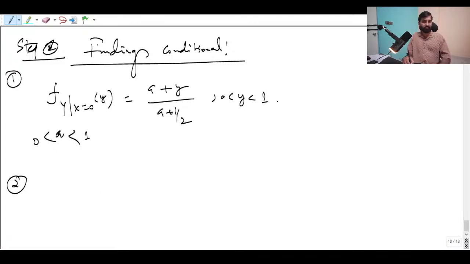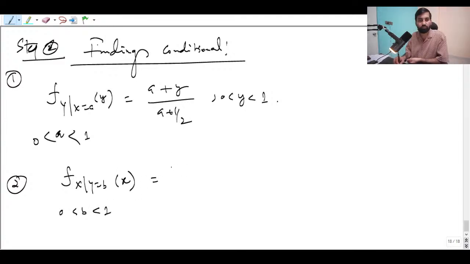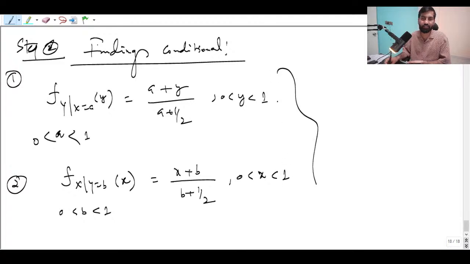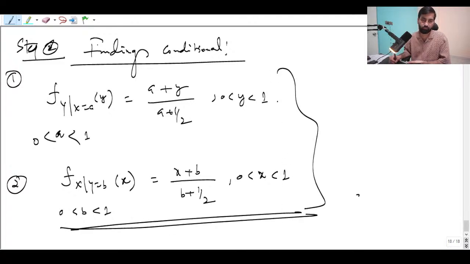And the second step that you can also do is y equal to b, where b can take the value between 0 to 1. This is a function of x. So this is going to be x plus b upon b plus 1 by 2. It is not constant, right? Remember, x takes the value 0 to 1. By symmetry, we can write like this. Okay, so I believe this is fine for all, right?